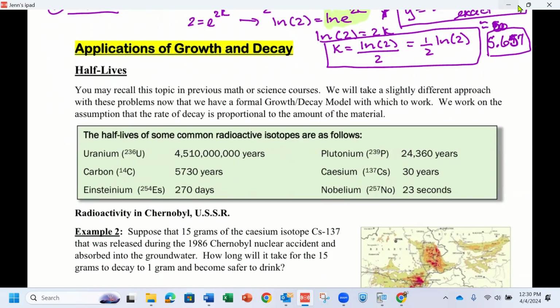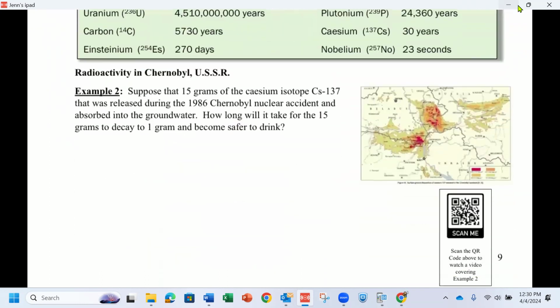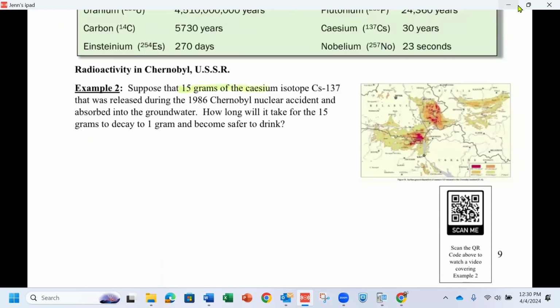A lot of radioactive material has a half-life. If you take a look at uranium, there's a lot of issues with uranium because notice how long it takes for the initial amount of uranium to decay to half of its original amount. You don't have to know this, it's just information. And back in 1986, there was that radioactive disaster out in Chernobyl. So let's suppose that 15 grams of the cesium isotope was released during the 1986 Chernobyl nuclear accident and it was absorbed into the groundwater.